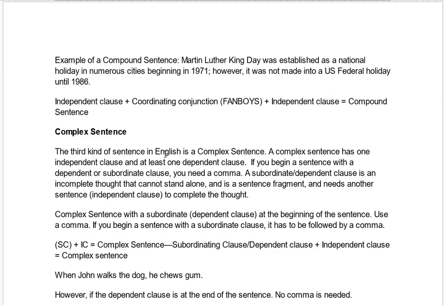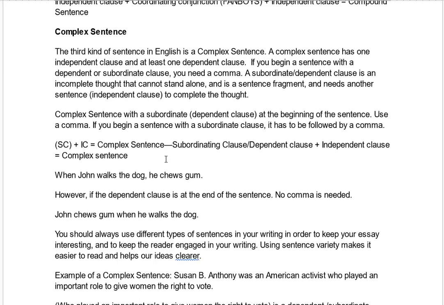The third kind of sentence is a complex sentence. A complex sentence has 1 independent clause and 1 dependent clause. If you begin a sentence with a dependent clause, you need a comma. A dependent clause is an incomplete thought that cannot stand alone and is a sentence fragment. It needs another sentence, an independent clause, to complete the thought.